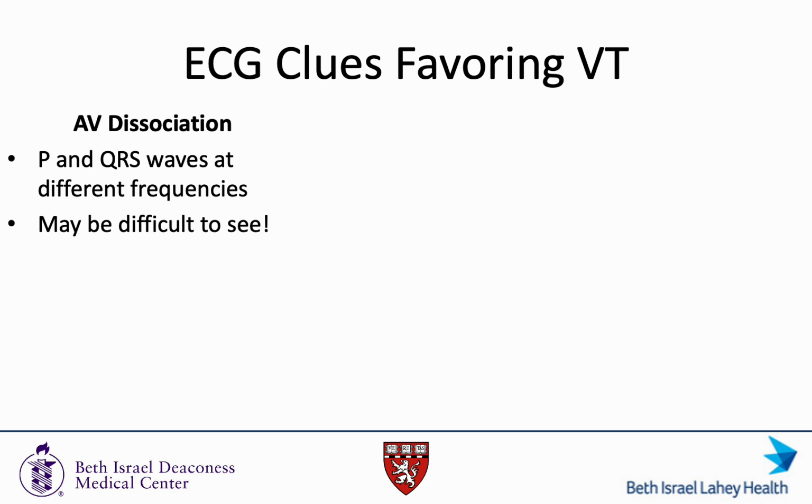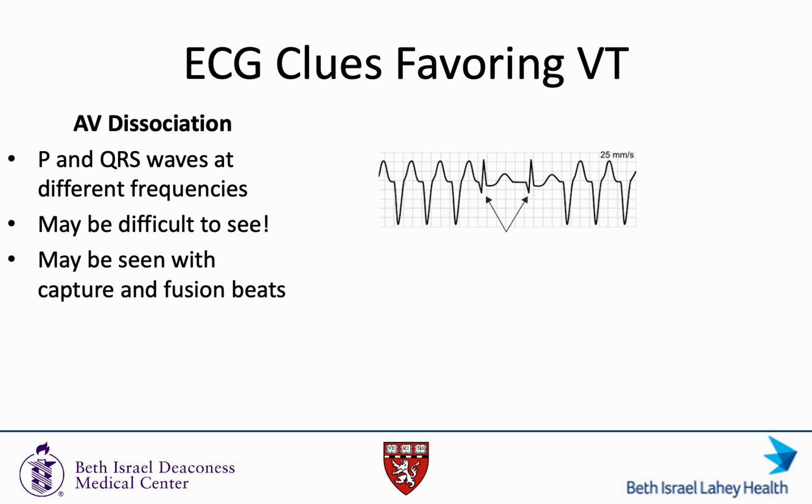AV dissociation can cause two other phenomena on EKG suggestive of VT. Specifically, capture and fusion beats. Capture beats, an example of which is shown here, occur when an atrial impulse travels down the conduction system at just the right time to transiently capture the ventricles, creating a QRS of normal width. These are usually seen in ventricular tachycardia that's relatively slow, because very fast ventricular tachycardias usually don't allow time for sinus beats to conduct through and activate a significant portion of the ventricle myocardium.